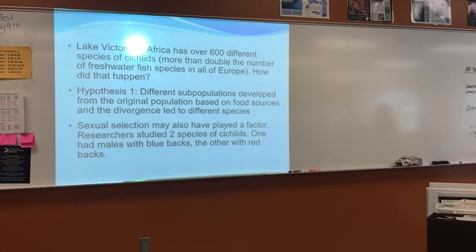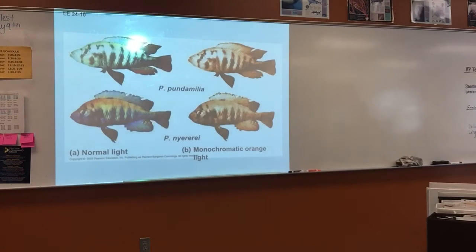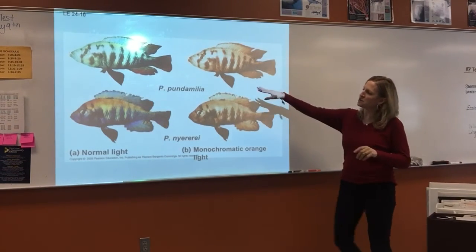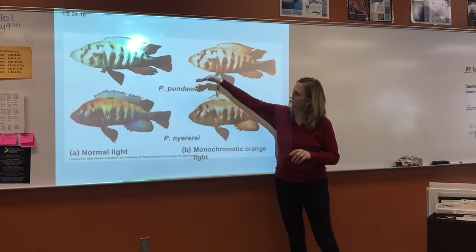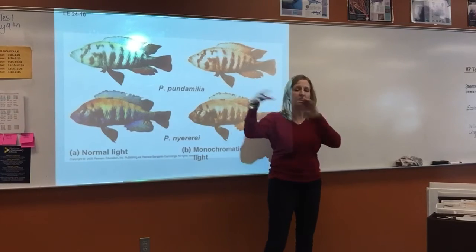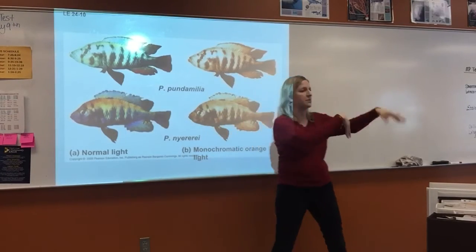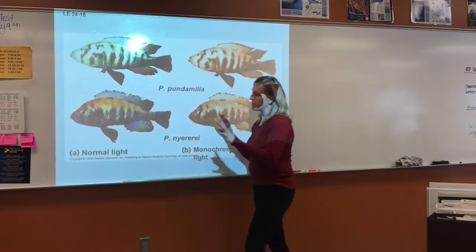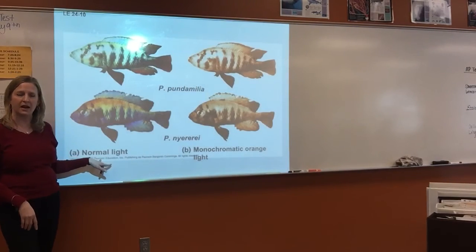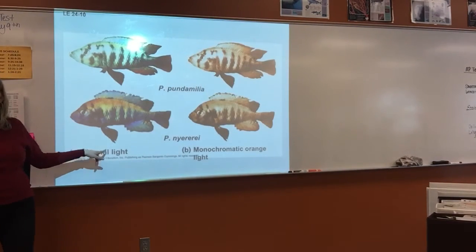All right, so let's go back to these cichlid fish. They wanted to figure out what was causing this divergence, so they took two species out of the lake. These are the two species. They put the species together in two different tanks, with some of each species in this tank and some of each species in this tank. They kept everything the same between the tanks, except they shone different light on them. So this is normal light.